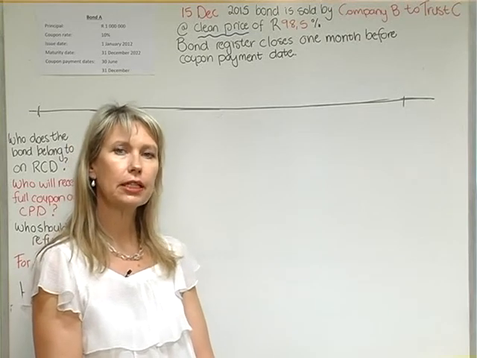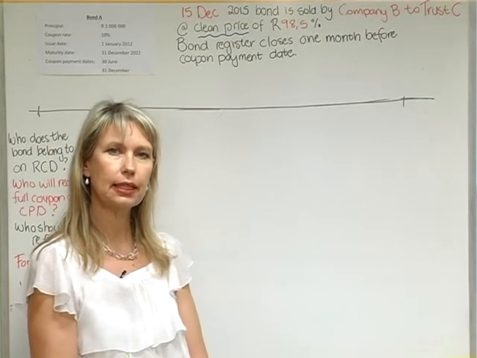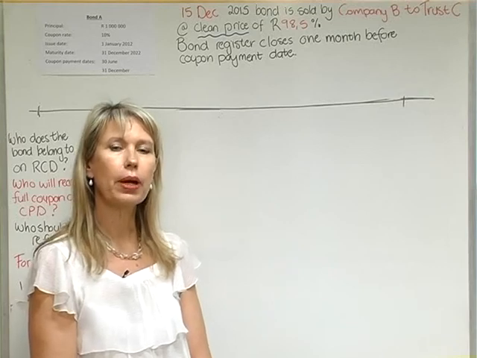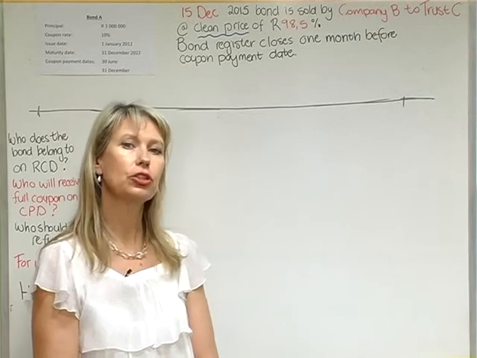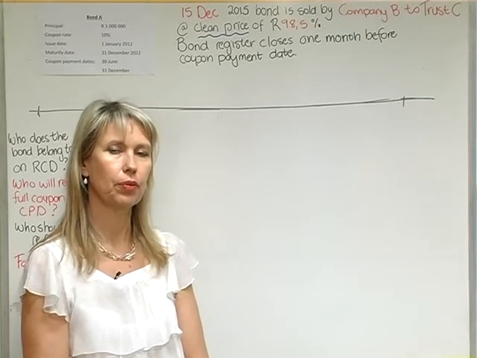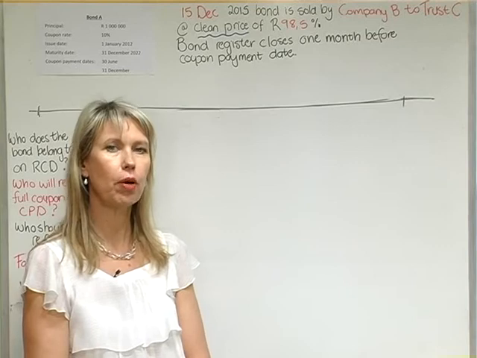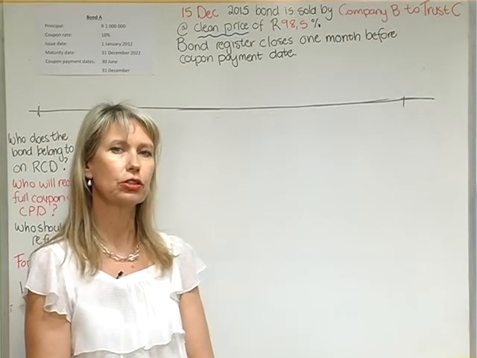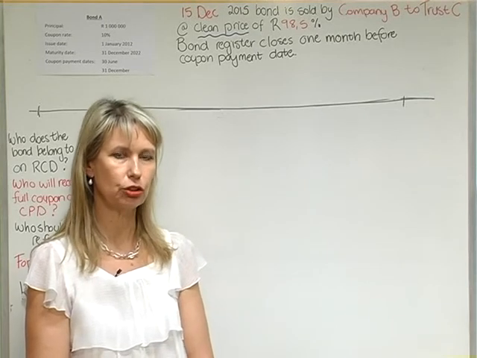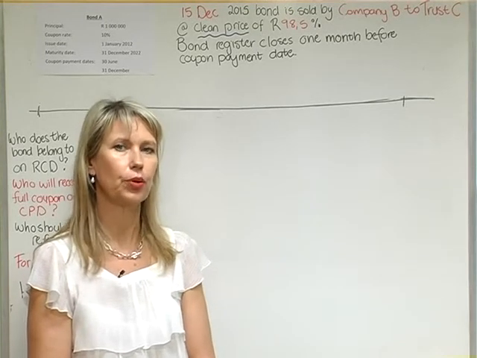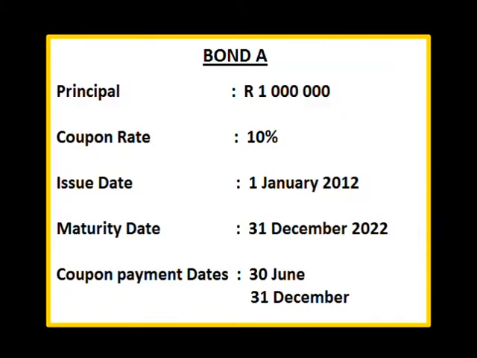In the previous video clip, we looked at a transaction in the secondary market where a bond traded cum interest. Now we're going to look at another transaction in the secondary market for a bond, but this time the bond is going to trade X interest. So we're going to explain to you what X interest means, and we're going to show you how to do those calculations.